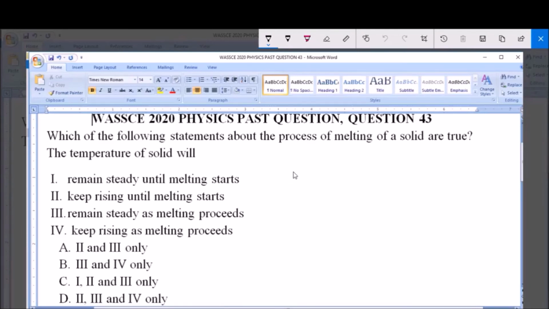Now, when heat is applied to a solid, certain changes occur, but before these changes occur, there must be an increase in temperature in this solid. Now let's represent this graphically using a graph. Let's assume this is the temperature and here is the time in minutes, and this is the temperature in degrees Celsius.